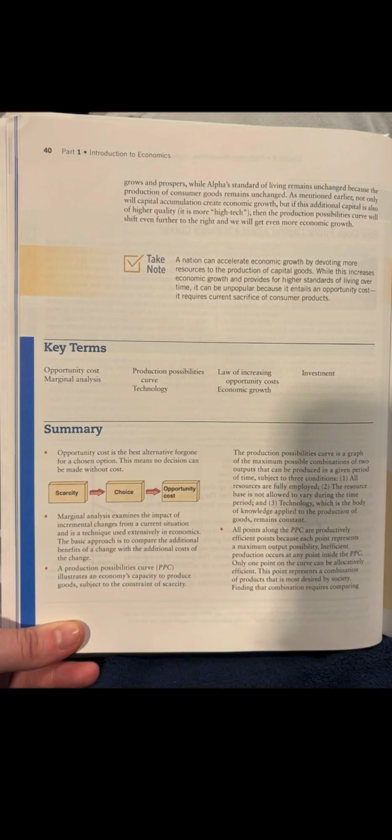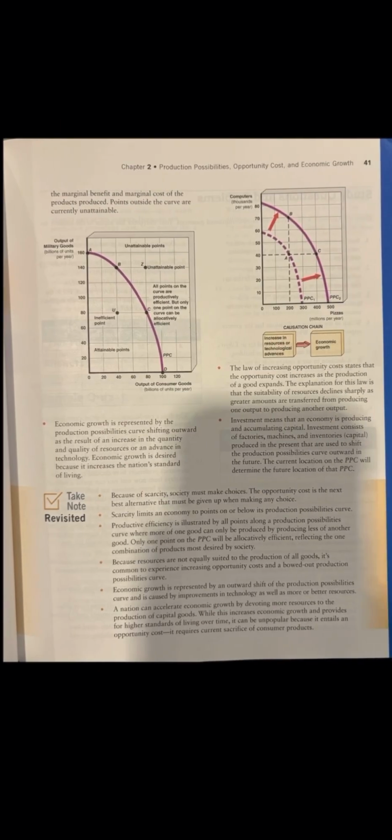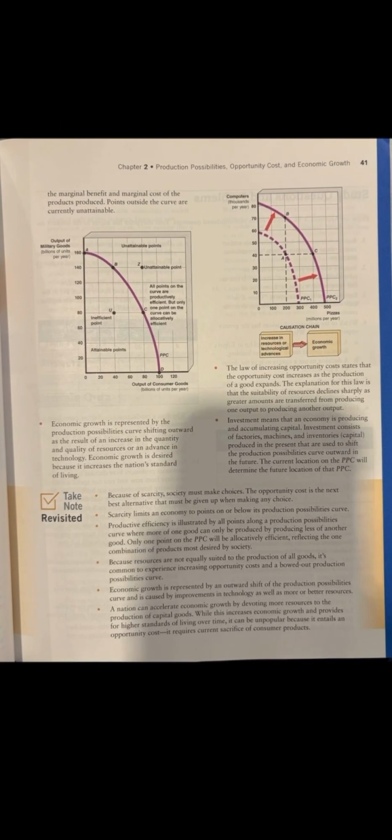All points along the PPC are productively efficient points because each point represents a maximum output possibility. Inefficient production occurs at any point inside the PPC. Only one point on the curve can be allocatively efficient. This point represents a combination of products that is most desired by society. Finding the combination requires comparing the marginal benefit and marginal cost of products produced. Points outside the curve are currently unattainable.